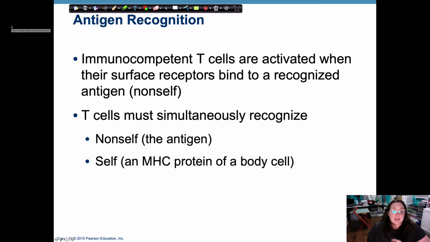So let's talk first about how the T cell recognizes the antigen. So remember that T cells have to be immunocompetent, which means that they have to be able to recognize self versus non-self. So when a T cell comes in encounter with an antigen presenting cell, the T cell has to simultaneously be able to recognize the non-self portion or the antigen, and at the same time recognize the self portion. That self portion is called the MHC protein, or the major histocompatibility complex protein of the cell body.